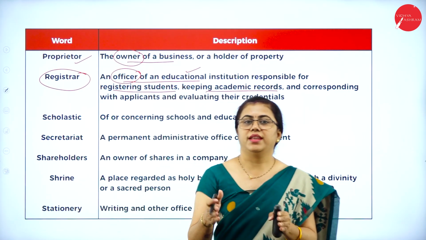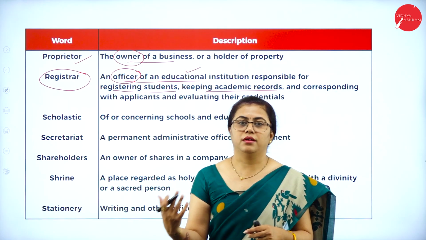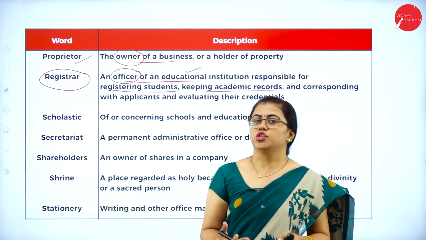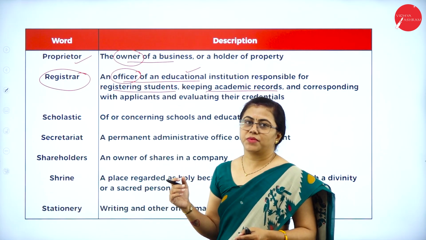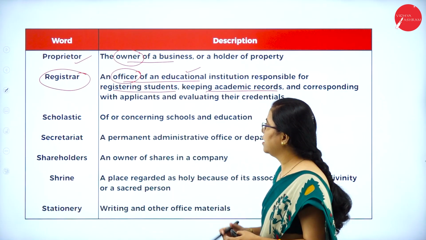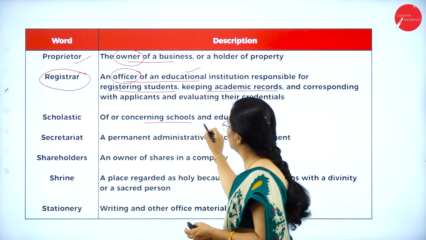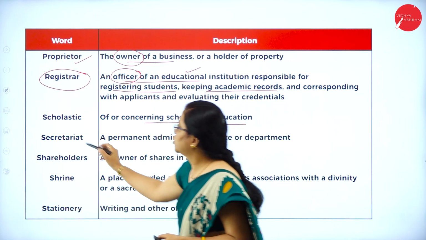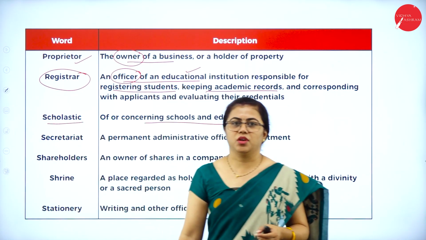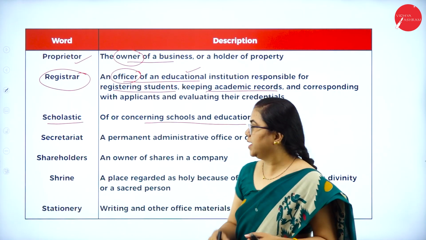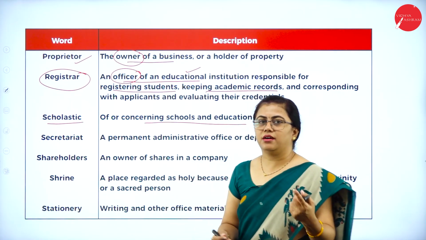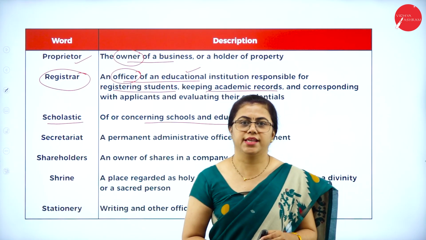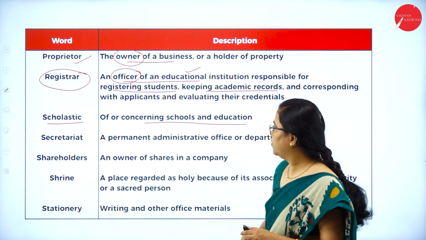So there are various wings, administration levels, so that way you can maintain that. So that is called a registrar. Then something related to school and education, that is called scholastic. Then you can say I am doing some scholastic activity, so that you can say over there.